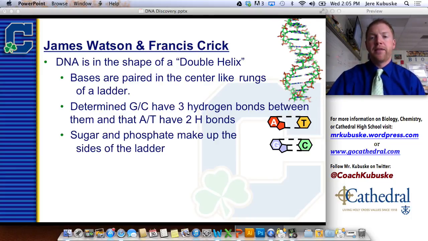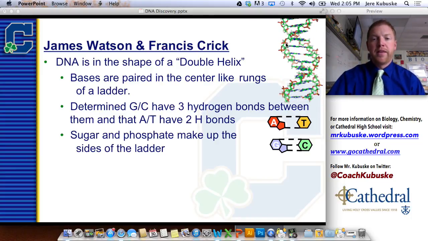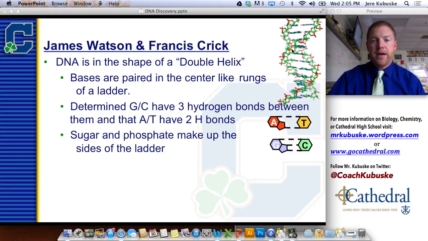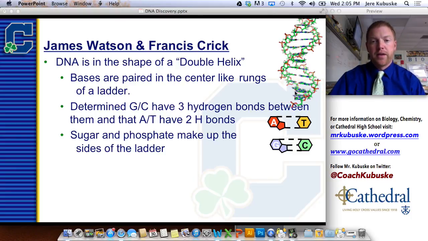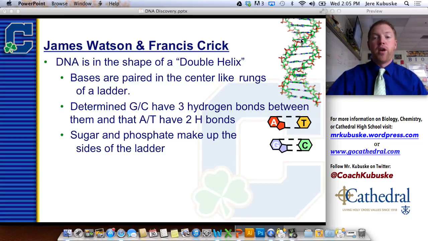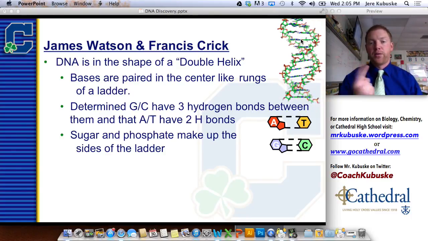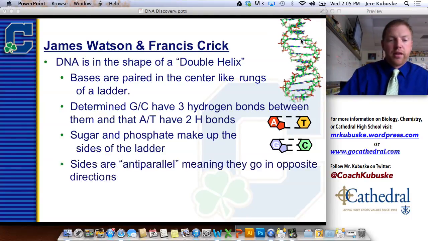They determined that each one of these bases is bonded to a sugar, which is then bonded to a phosphate, and then a sugar, and then a phosphate, and so on. The sides of the ladder, the actual helix, are made of the sugar and the phosphates.